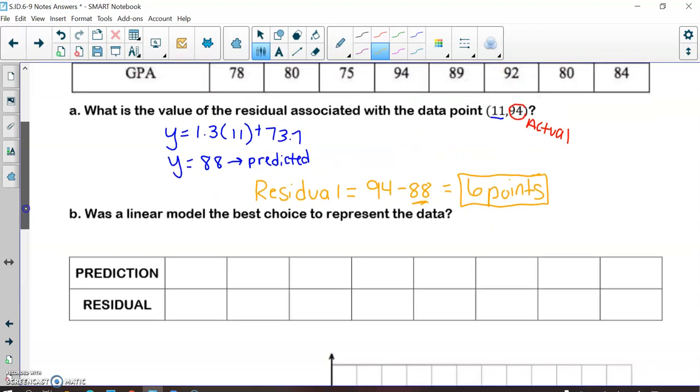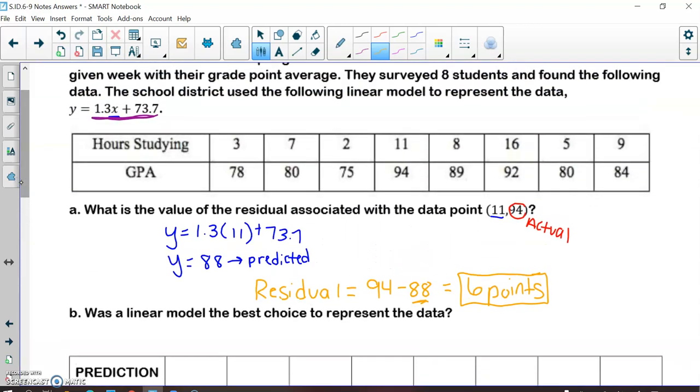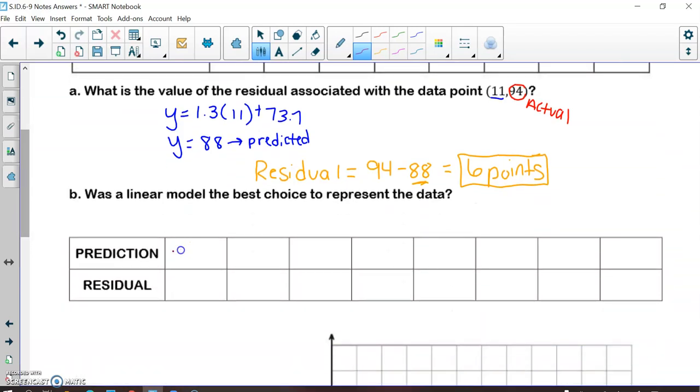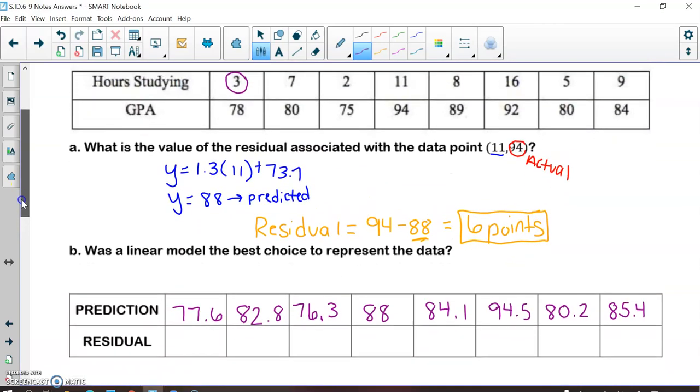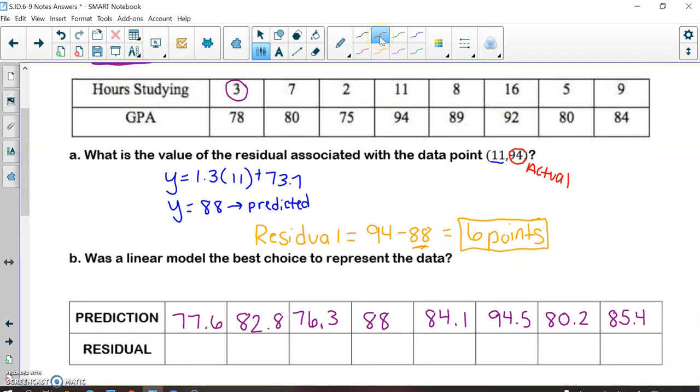All right, so now we're going to see whether the linear model was the best choice to represent this data. So we're going to do another residual plot. I'm going to put 3 into my linear regression model. 1.3 times 3 plus 73.7, we get 77.6. I'm going to have you fill out the rest of the predictions by pausing the video and completing the chart. Okay, so these are all the predicted y values. So a reminder, to calculate the residual, we take the actual y value, or the actual GPA, minus the prediction. And for this one, we get 0.4.